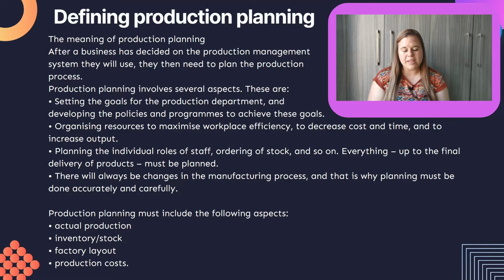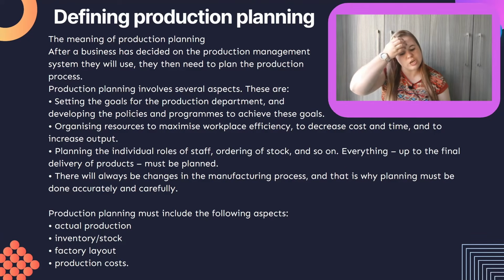These are setting the goals for the production department and developing the policies and programs to achieve these goals. Organizing resources to maximize workplace efficiency, to decrease cost and time, and to increase output. Planning the individual roles of staff, ordering of stock, and so on. Everything up to the final delivery of the product must be planned.